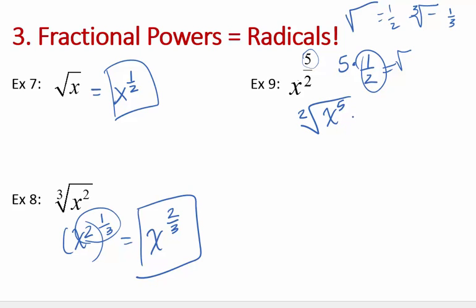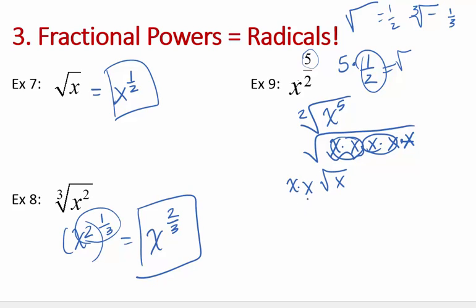Now don't stop there because you can simplify this. Remember, x to the 5th means x times x times x times x times x. One more time. All of that is under here. So for every 2 x's, you can take 1 out, right? So here's 2 and here's 2. So I can take out 2 x's and leave 1 inside. Simplify that, I get x squared times the square root of x.